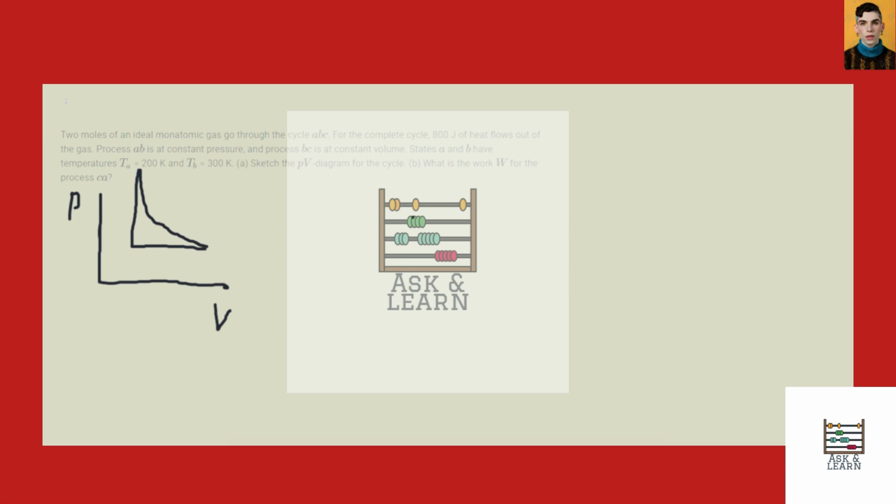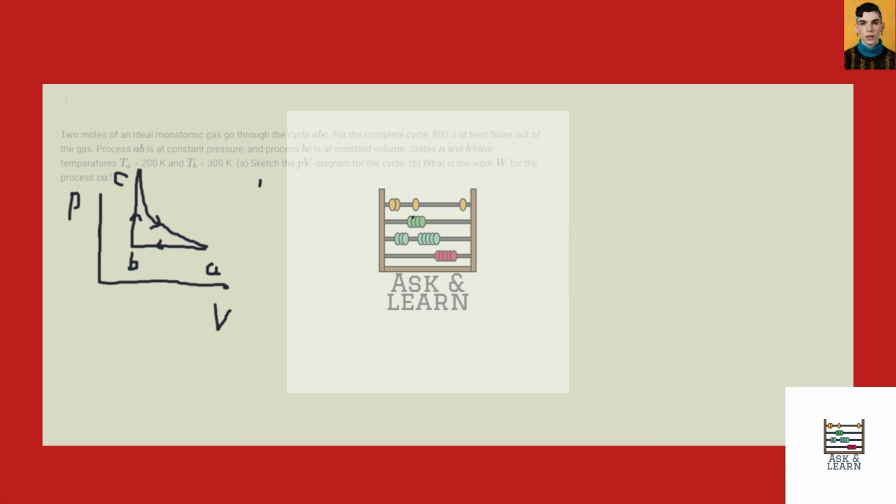Okay, and this will be state A. This is state B, and this is state C. So this is the direction of the flow. It is clockwise. All right. So yeah, this is a sketch of the PV diagram for this cycle.